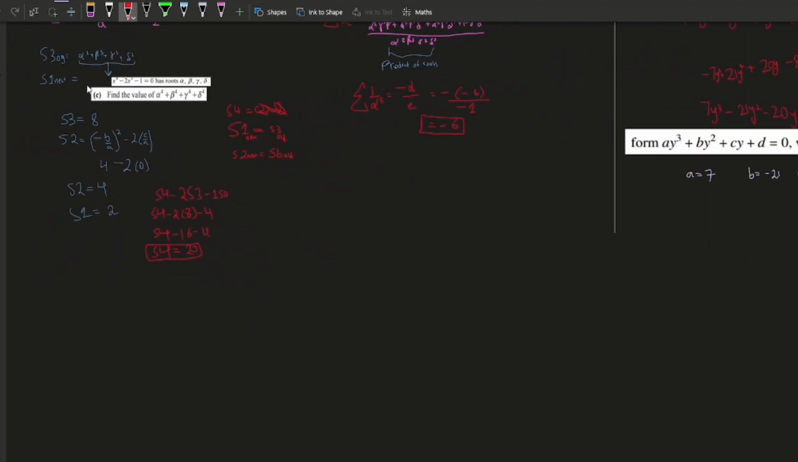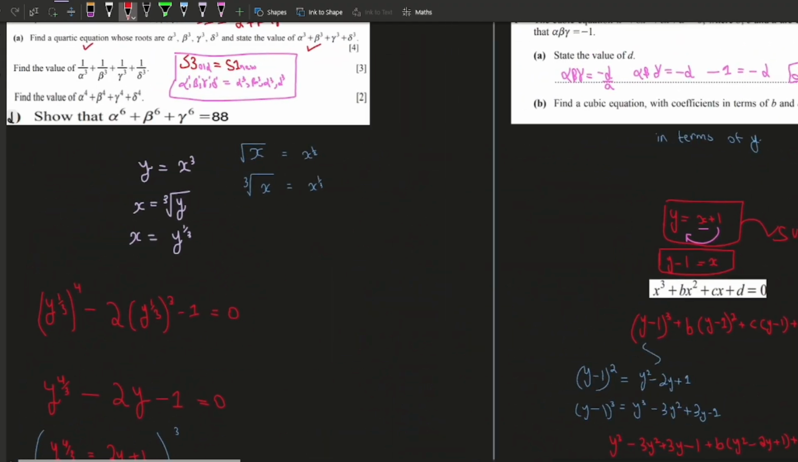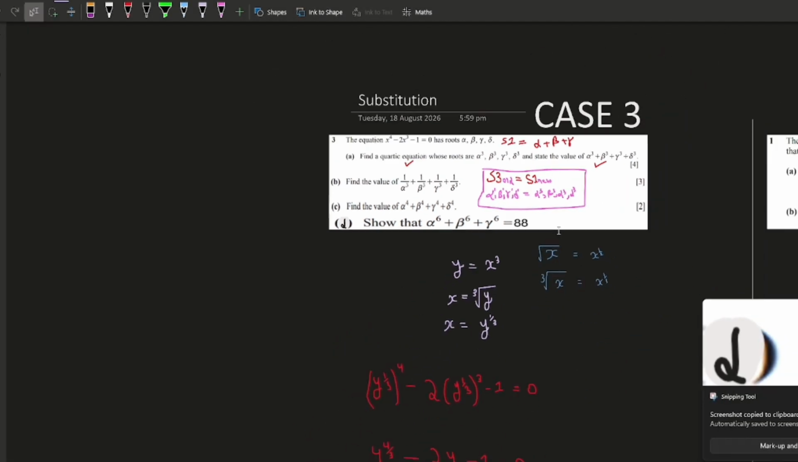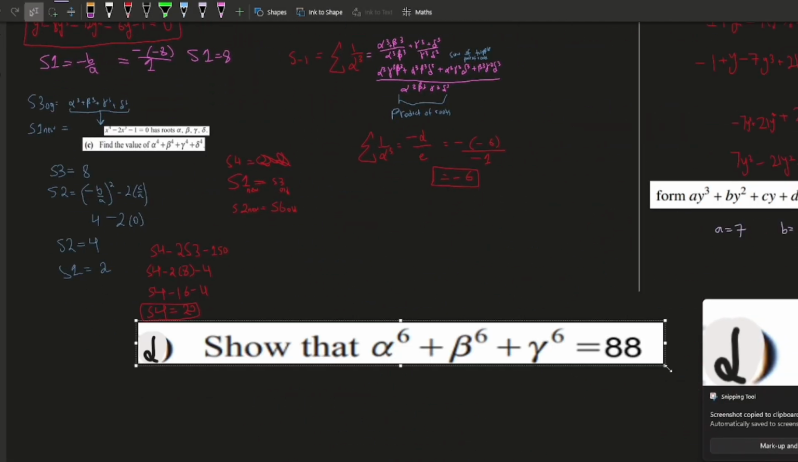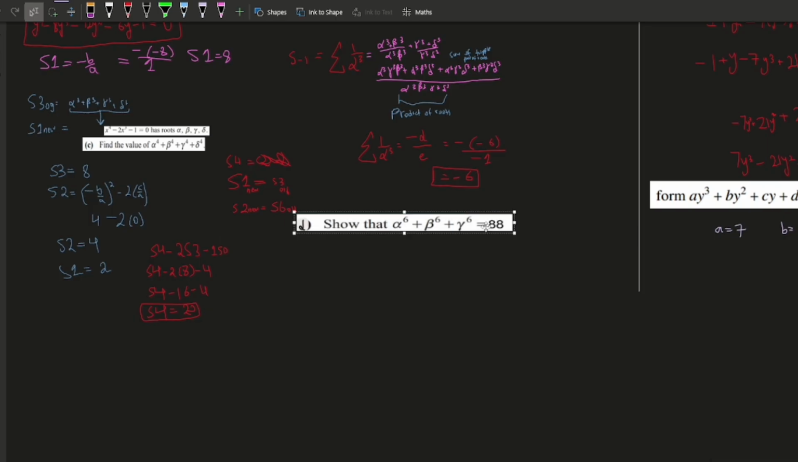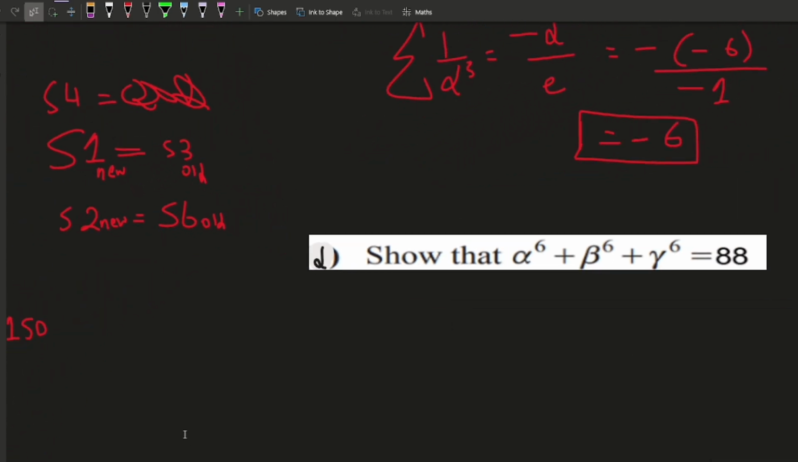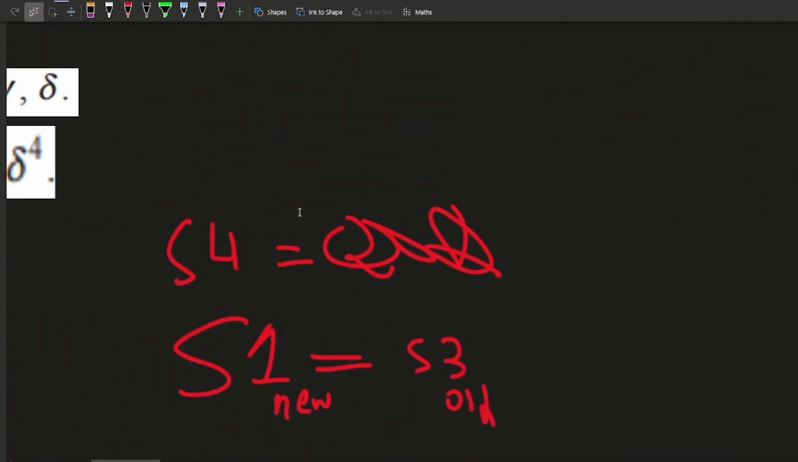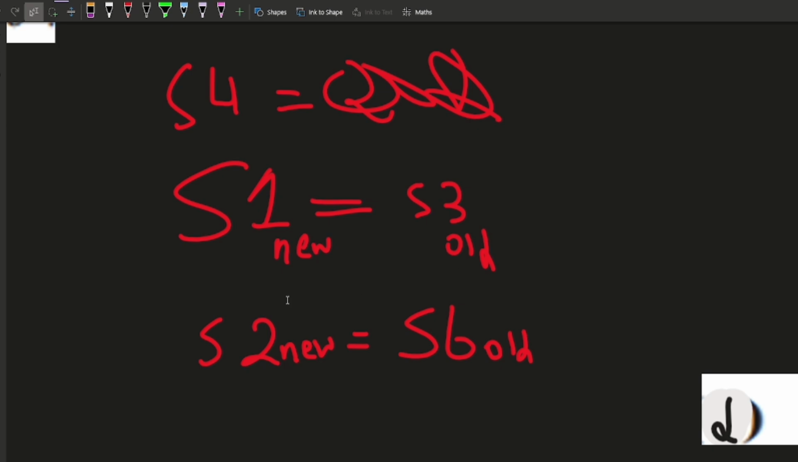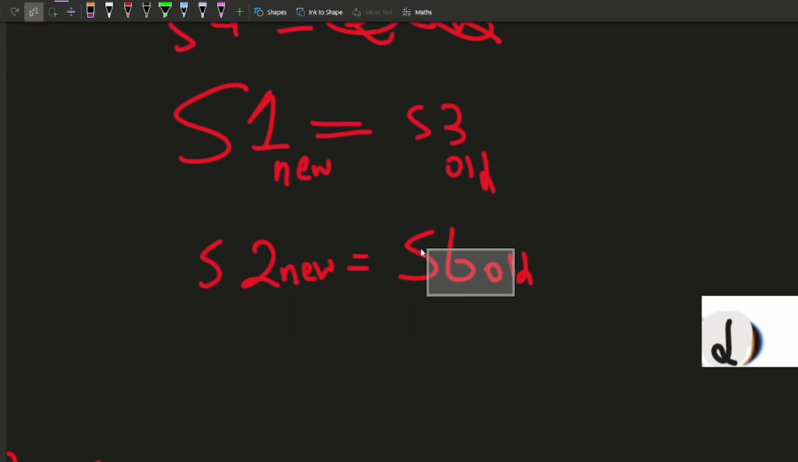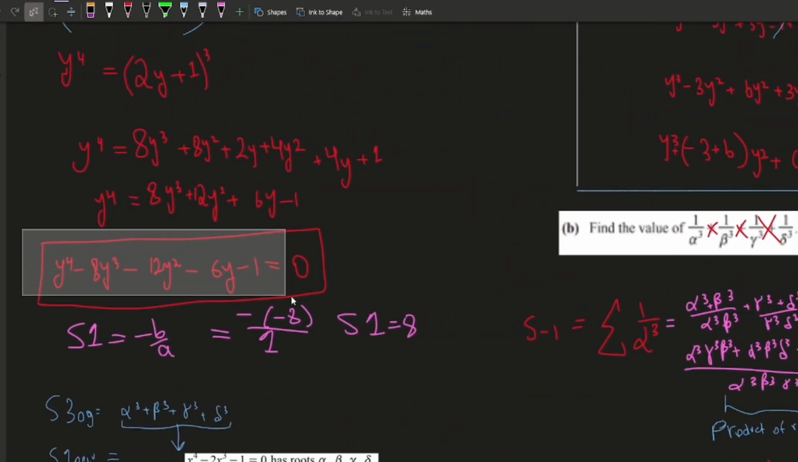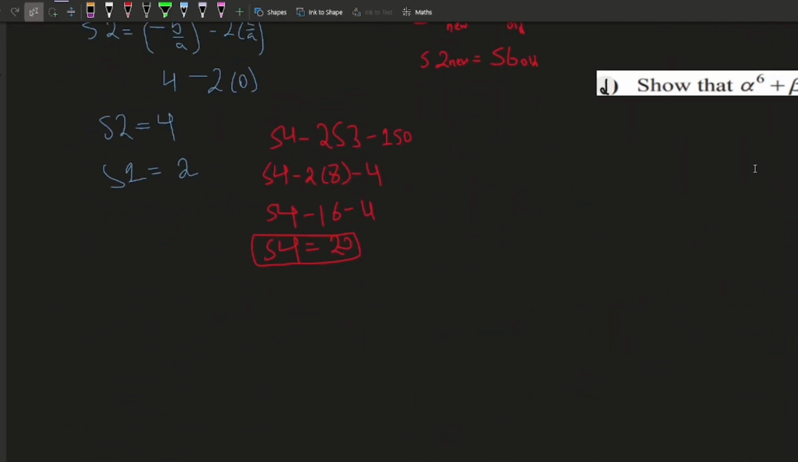Now I added one more part to this question, which is finding this. We have to show that this is equal to 88. So how can we do that? Now we will use the same relation we formed using this equation, right? Our new equation. What was the relation? That S1 of the new equation is equal to S3 of the original, and S2 of the new equation is equal to S6 of the original, right? So what was our new equation? Our new equation was this. Let me copy and paste this.